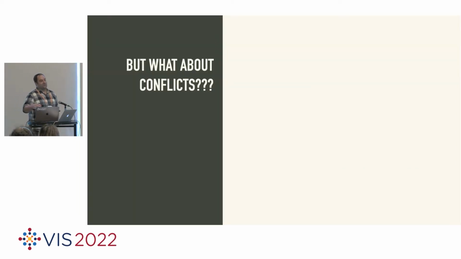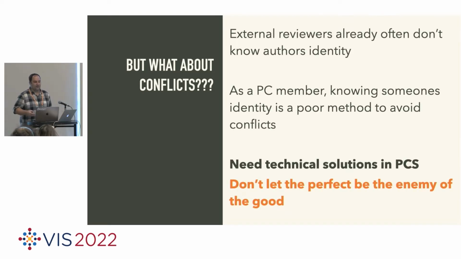So some of you might now be having some questions like, but what about conflicts? How do we manage conflicts? And I think conflicts, for example, aren't really a reason to not do this. External reviewers already often don't know the author's identity because they choose optionally double-blind. PC members know, I can't really manage conflict just by knowing somebody's identity, right? I don't know every author on a paper, all of their friends, and all of their former advisors. So that just doesn't help.